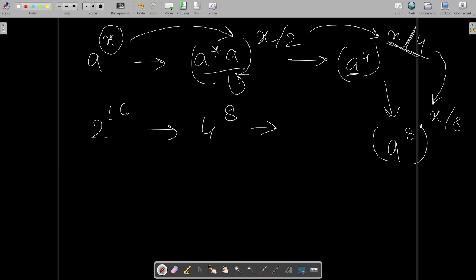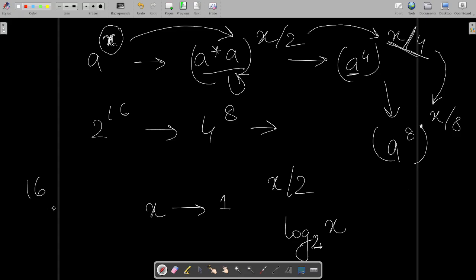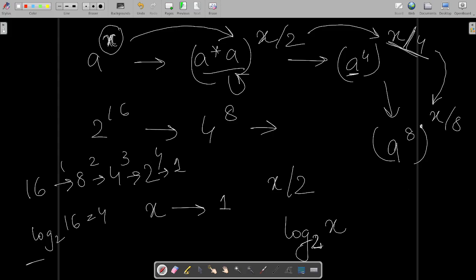Now for people who don't know, this is something that I've talked about a lot of times in the past 2 months. The number of steps required for a number to reach 1 by constantly dividing it by 2 is actually logarithm, log to base 2 for the same number. Instead of proving it mathematically, just try. 16, 8, 4, 2, 1. Basically it's log 2 of 16, it's 4, so it's like 1, 2, 3, 4 steps.